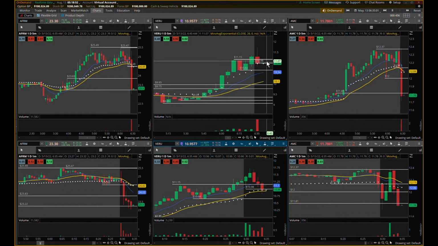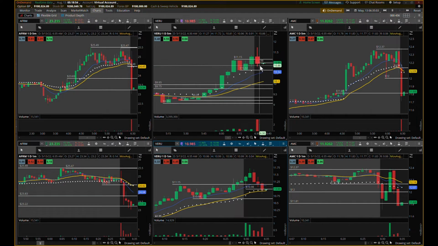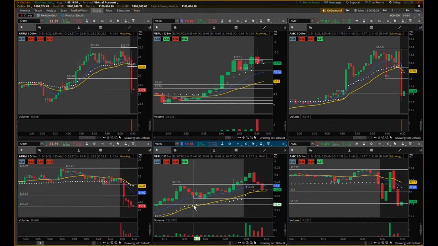So I do not feel comfortable with this. I could try to take a bounce trade off of 10.64, but again, it's below the VWAP. I'd have to be quick about it.